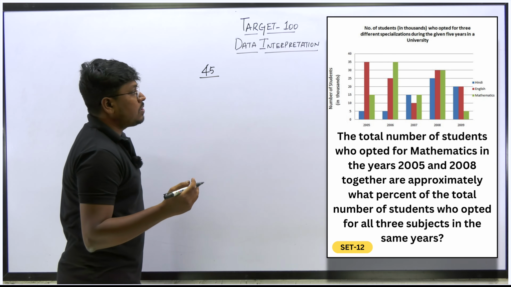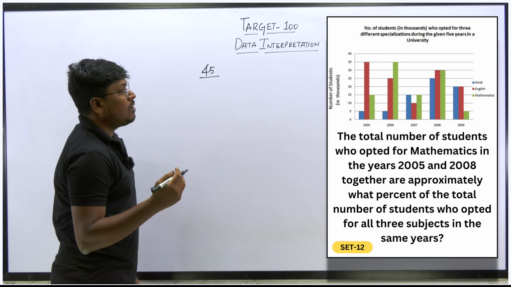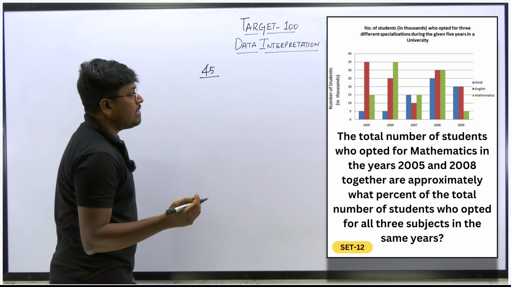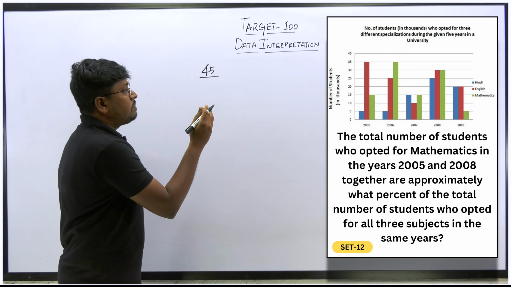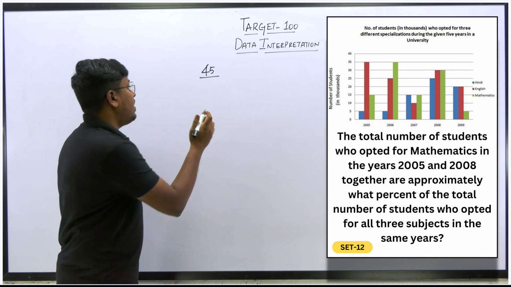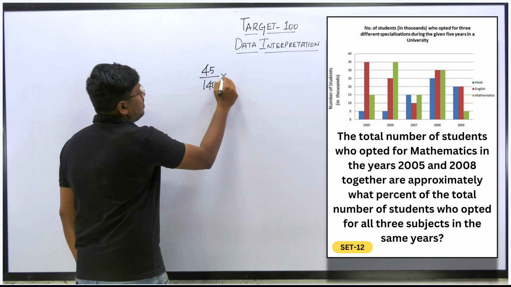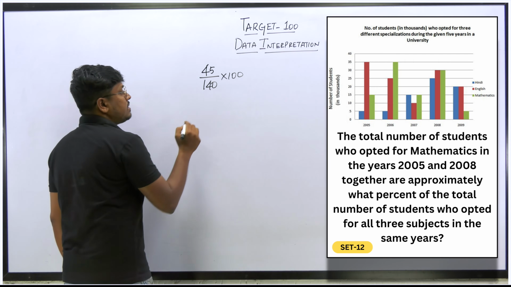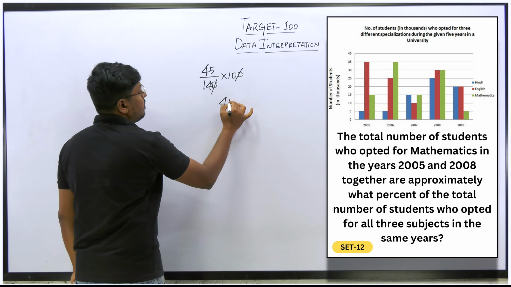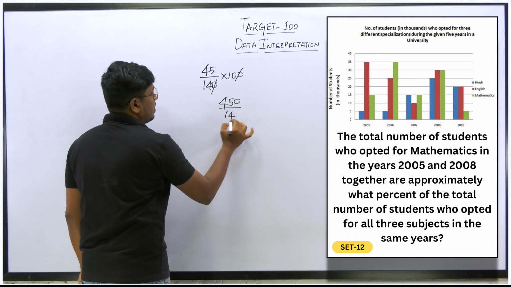So divided by the total number of students who opted for all the 3 subjects in the same years. Okay. So 55, 85, 140. So 140 into 100. Our target is to find an approximate answer, yes, approximate answer. So 450 divided by 14.